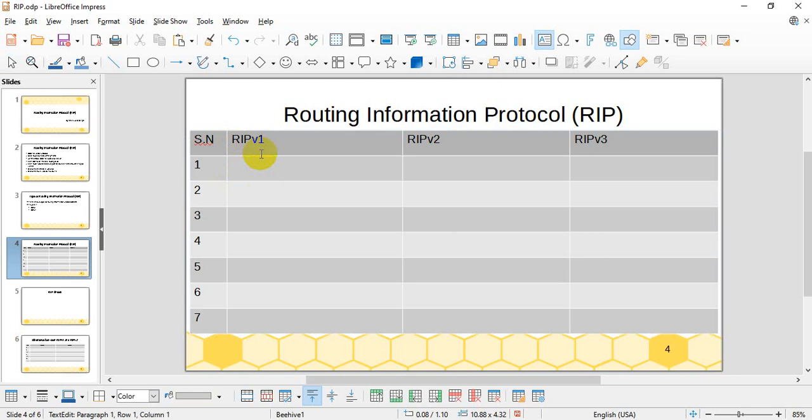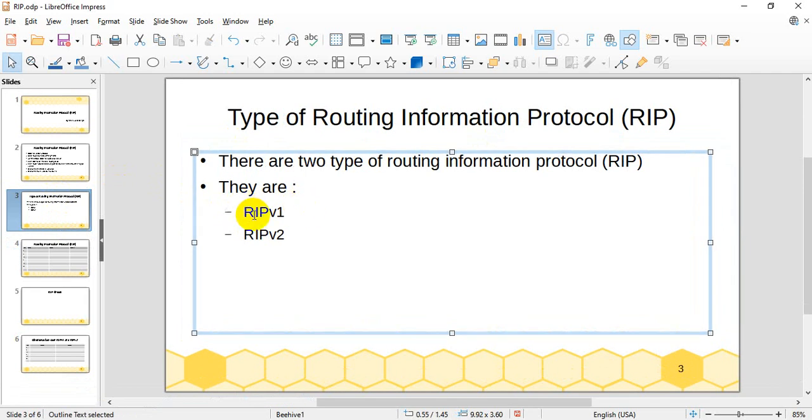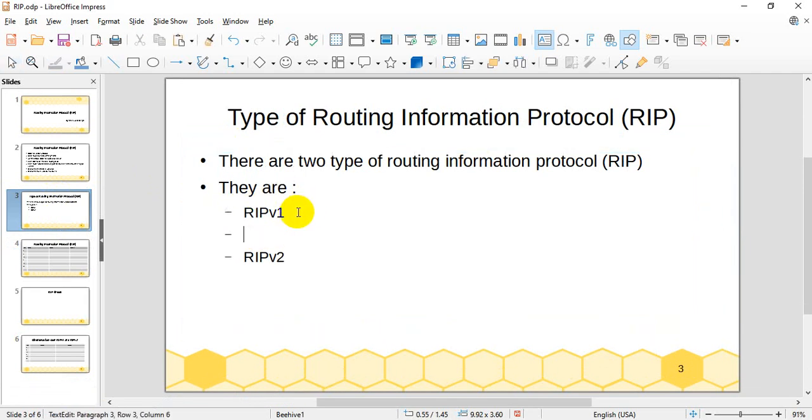Before going to that, let me give you some information about Routing Information Protocol version 1 and version 2.